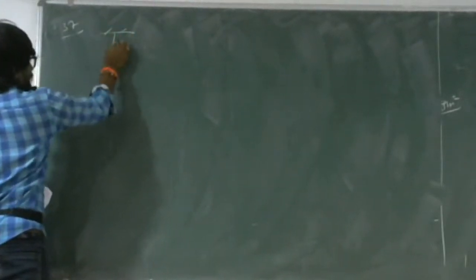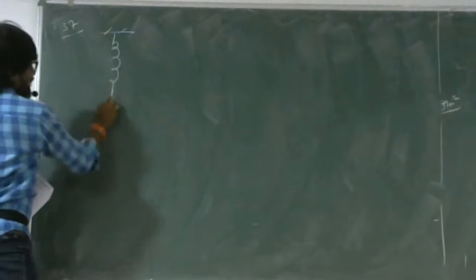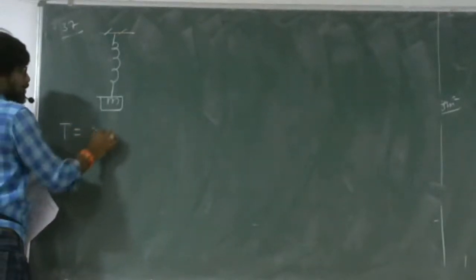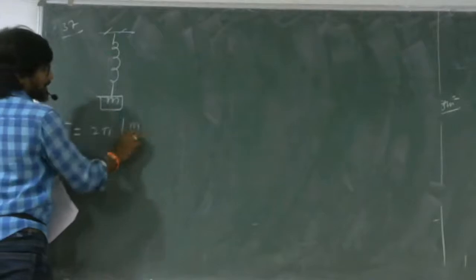37 is given: the time period of oscillation of mass m suspended from a spring of negligible mass is T. So let us consider a spring mass system. There is a rigid support, and to the spring this mass m is attached. When it is pulled and released, it oscillates. What is the period of oscillation of a spring mass system? 2 pi into square root of m by k, where k is the force constant of the spring.